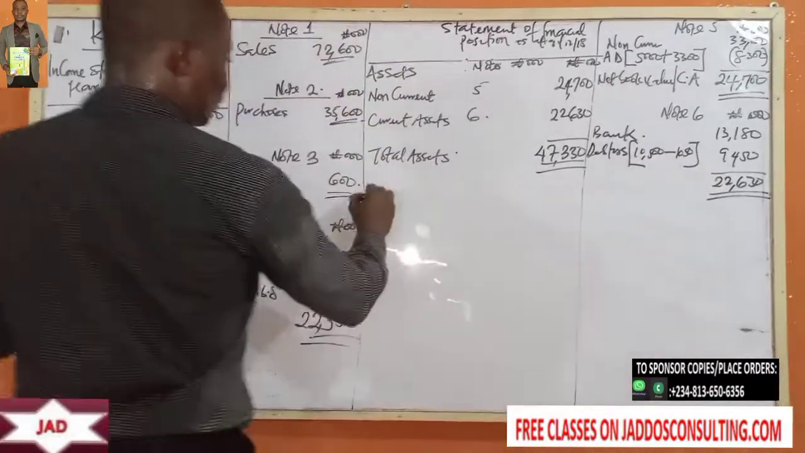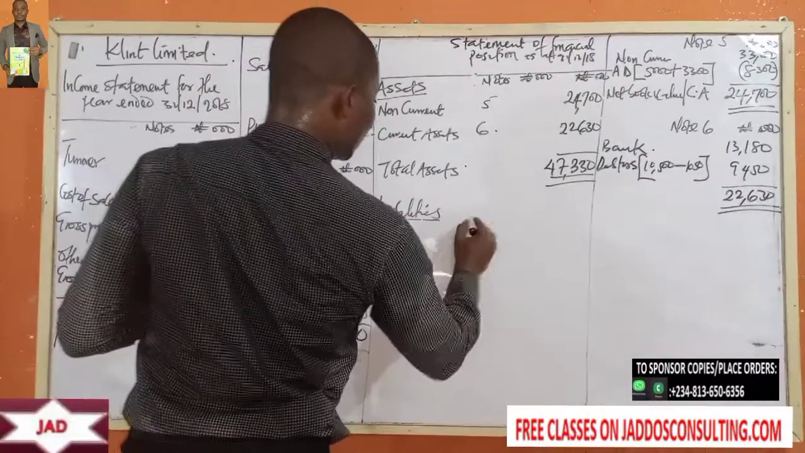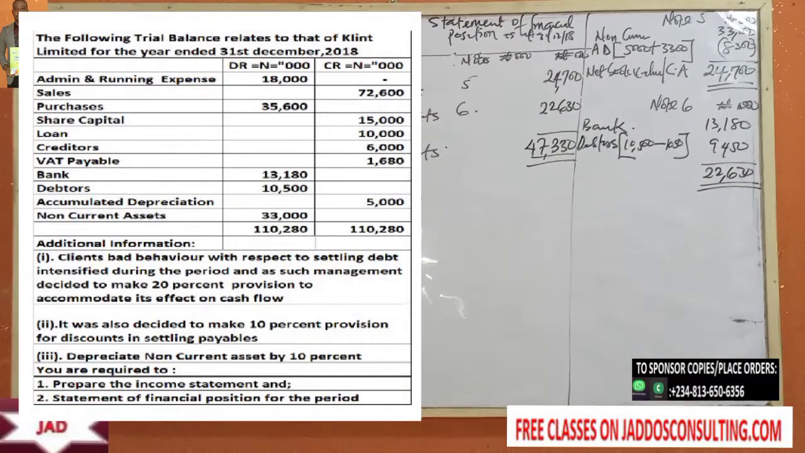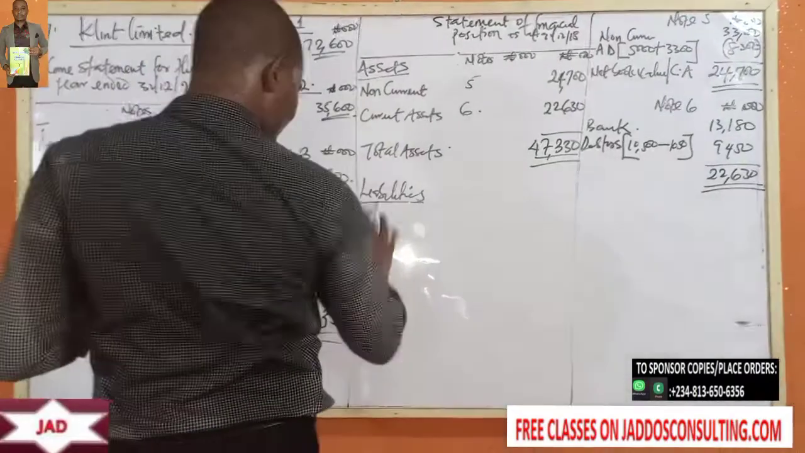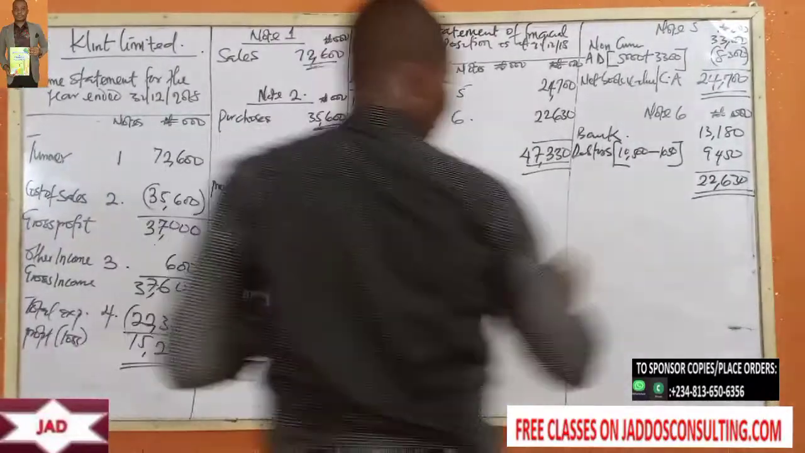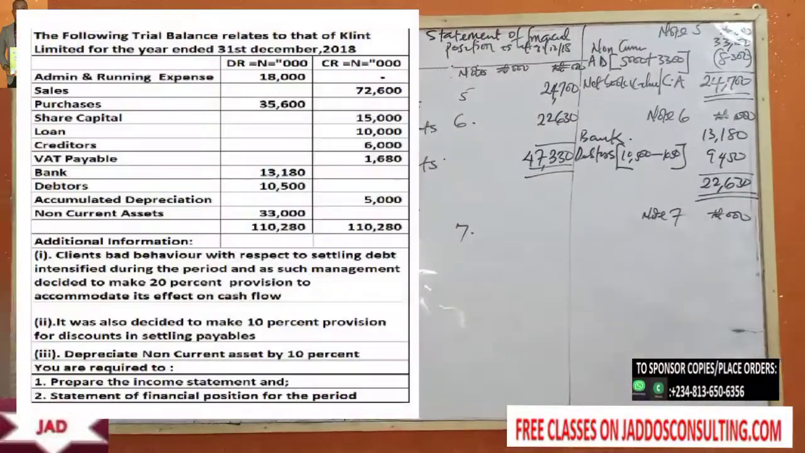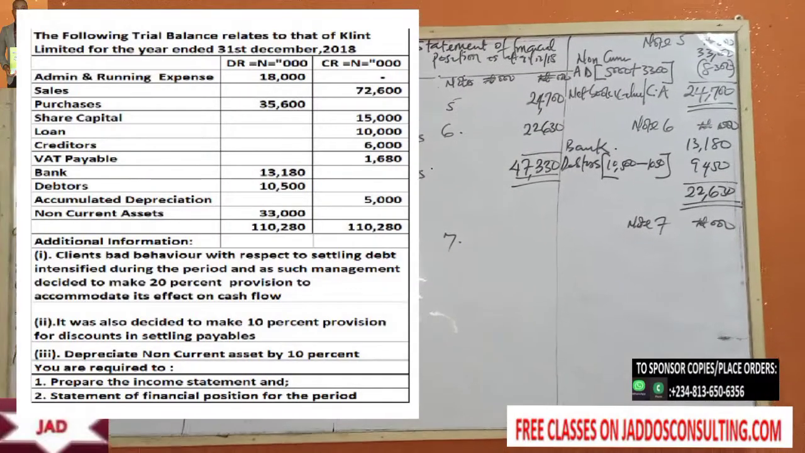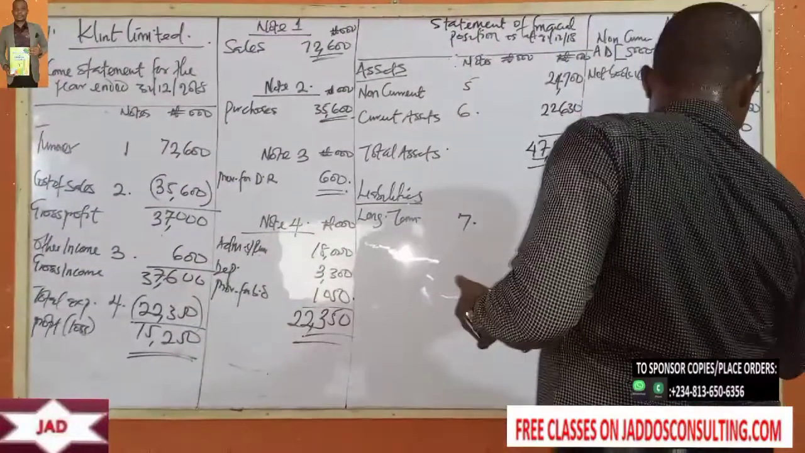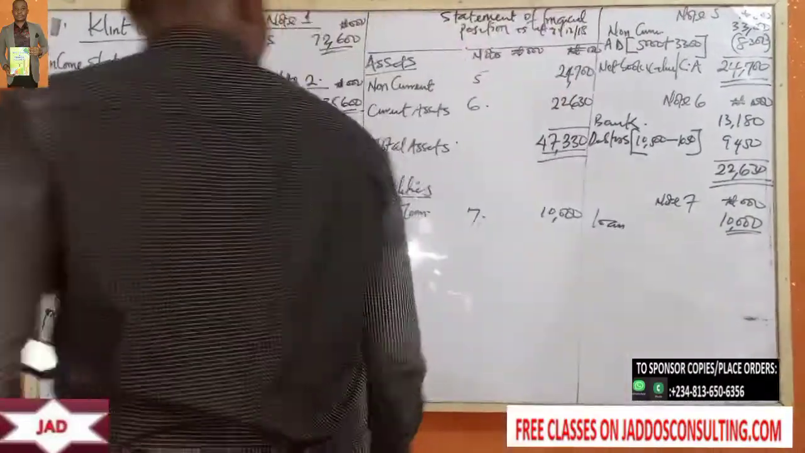So the next one now, we have liabilities. Okay? So let's call this, what are liabilities? We have long-term liabilities or non-current liabilities. Let's call that note 7. So what's the item there? I can see loan. Loan there is 10 million. That's 10,000 there. So loan here is 10. So what's the next one?